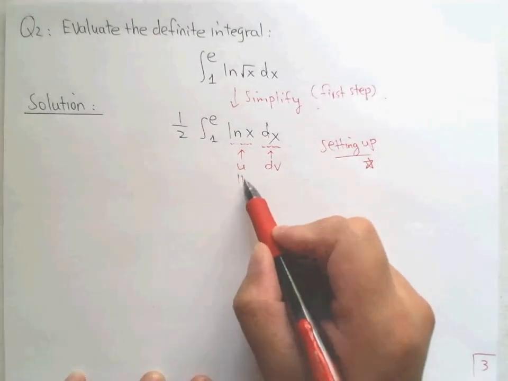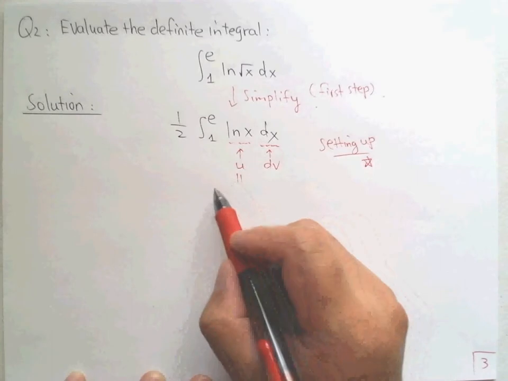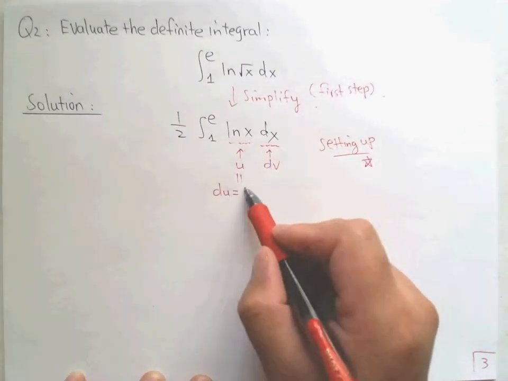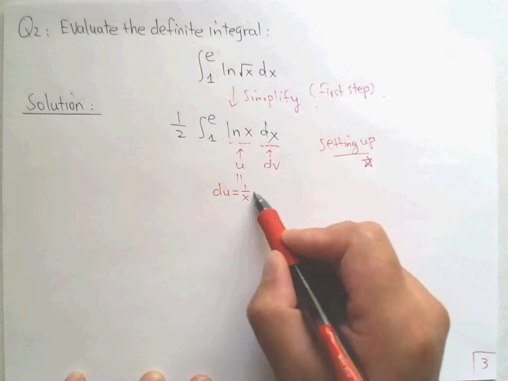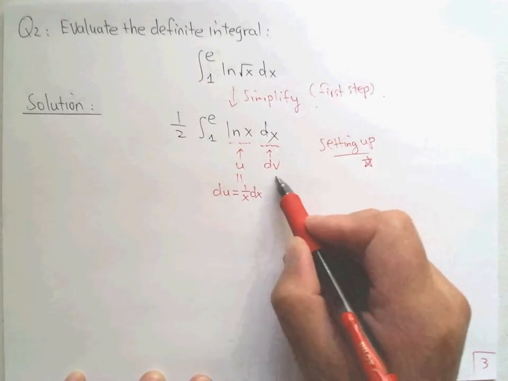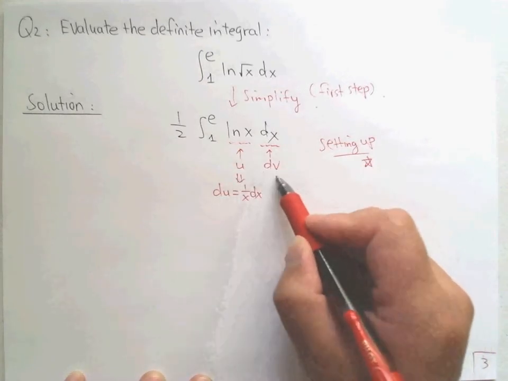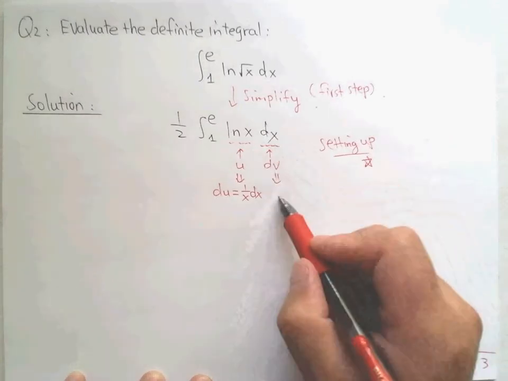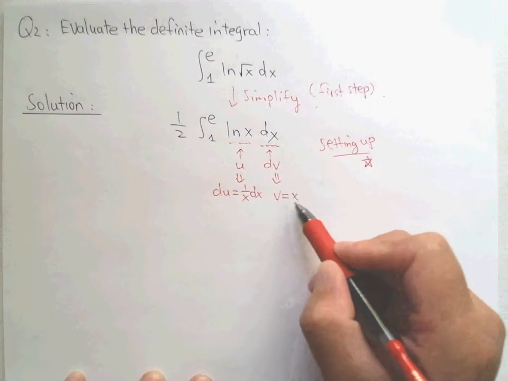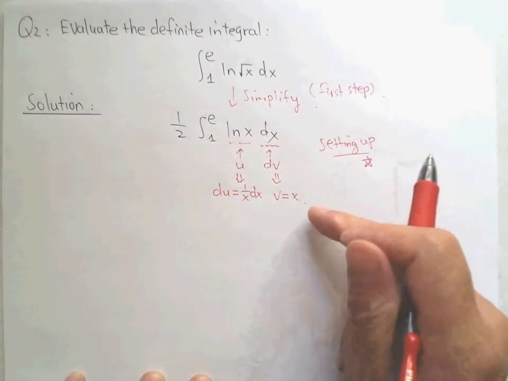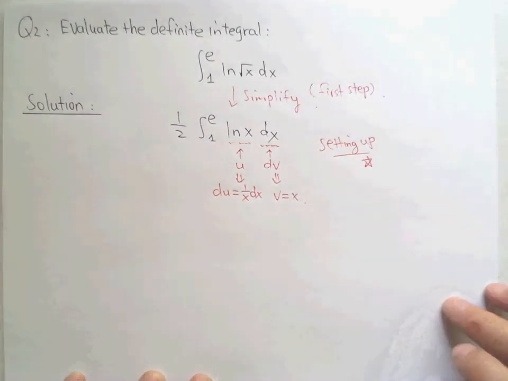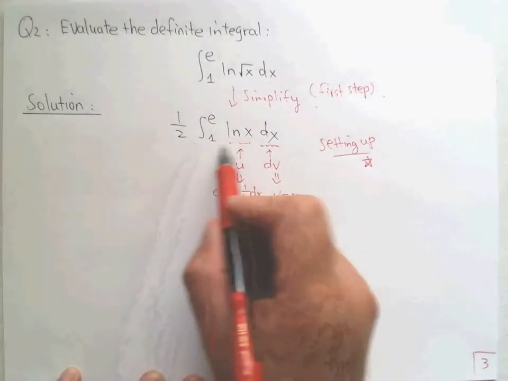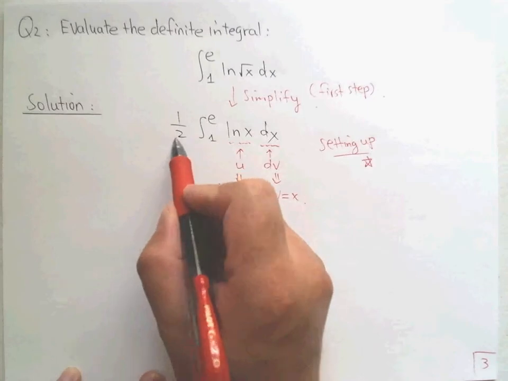Okay, and then we solve for du. What is it? We take the derivative. So du equals 1 over x, right? And dx. And here we can solve for v: dv equals dx, v equals what? v equals x. Of course, we don't need to add plus c. Keep in mind, we only need to get this specific one. And then we're going to, okay, so here first the coefficient.